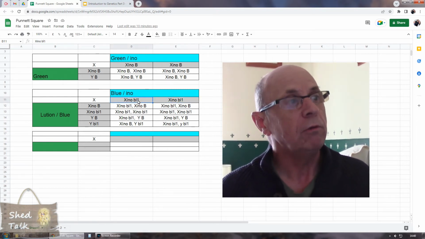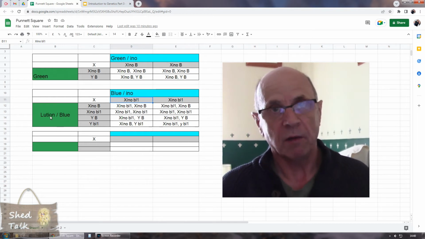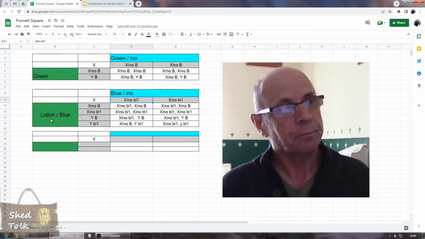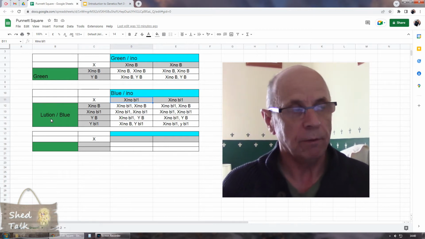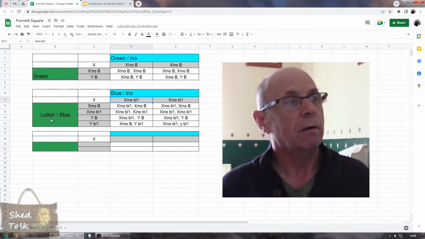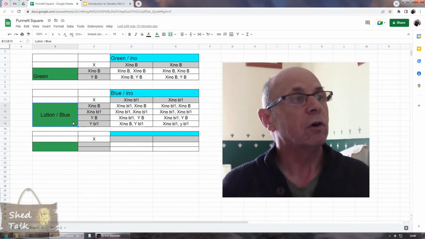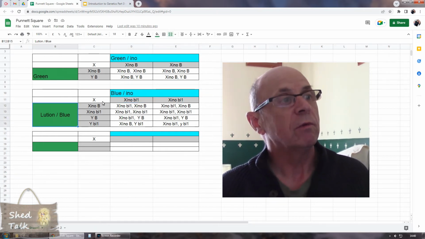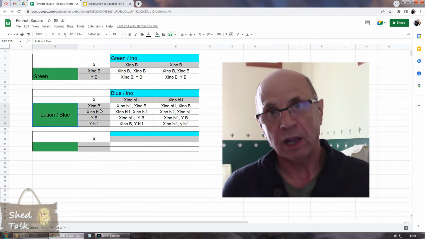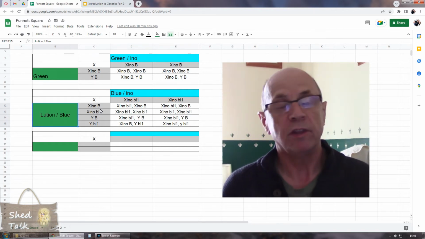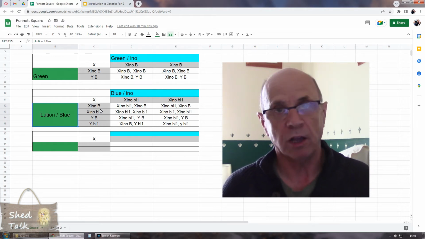For the lutino, so we said that was a yellow or an all yellow bird. So the lutino split for blue, in this case, we've got the 4 to consider because it can pass on the X chromosome. It can only pass on the INO gene because it must contain the mutated INO gene on the X chromosome, but it can pass that on.